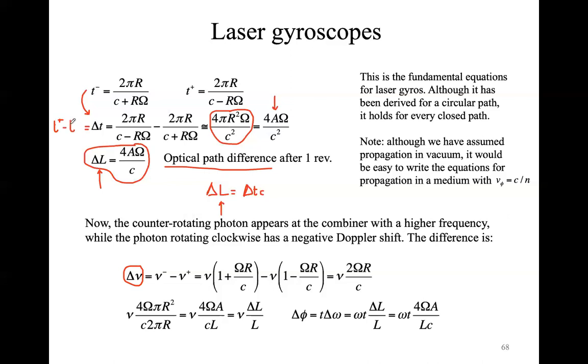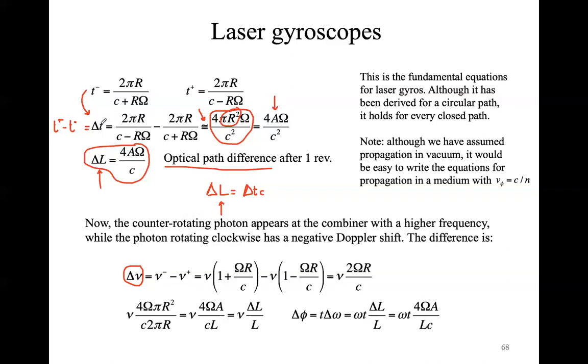So we are trying to measure the delta T at which the two beams are approaching the detector. As I said yesterday, C is definitely larger than R omega. So you can approximate this expression to this 4 pi R squared. We know that pi R squared is equal to the area of the ring.